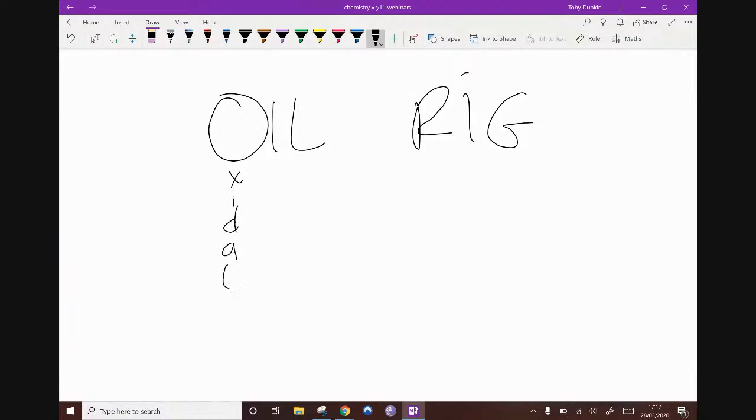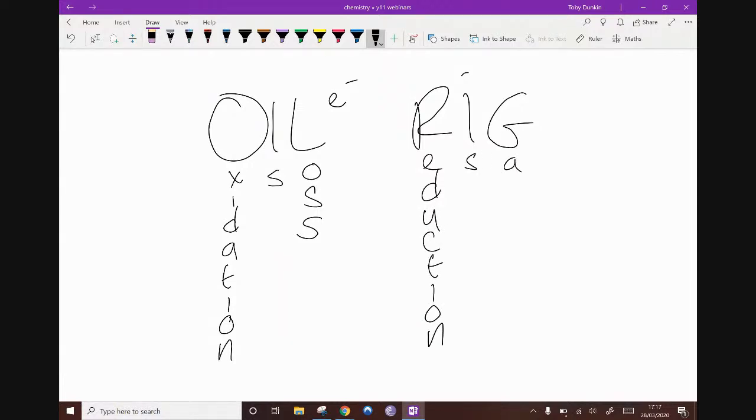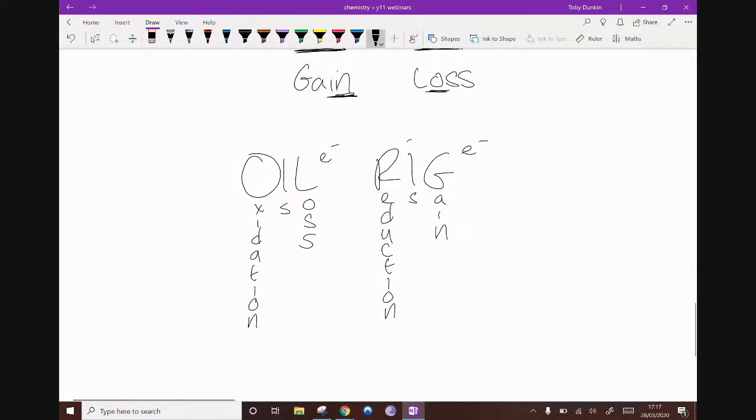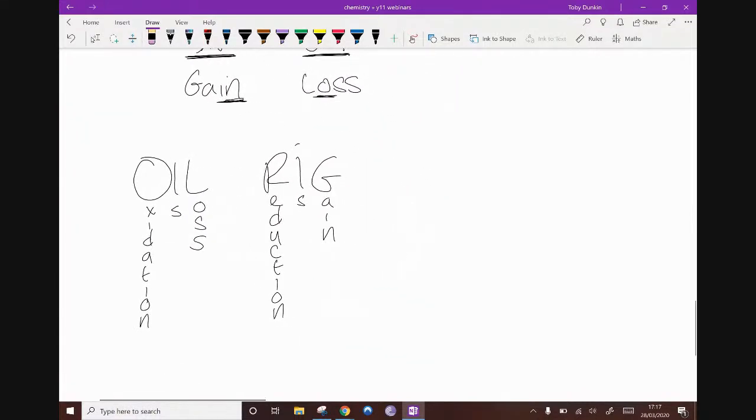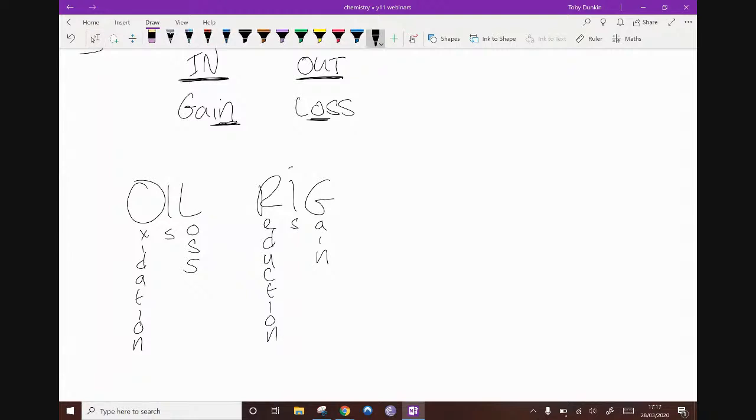Oxidation is the loss of electrons. And then reduction is the gain of electrons. So important. Gotta love OIL RIG. It's one of the most important things for electrolysis. It makes everything so much easier. I spend my whole time living in that.